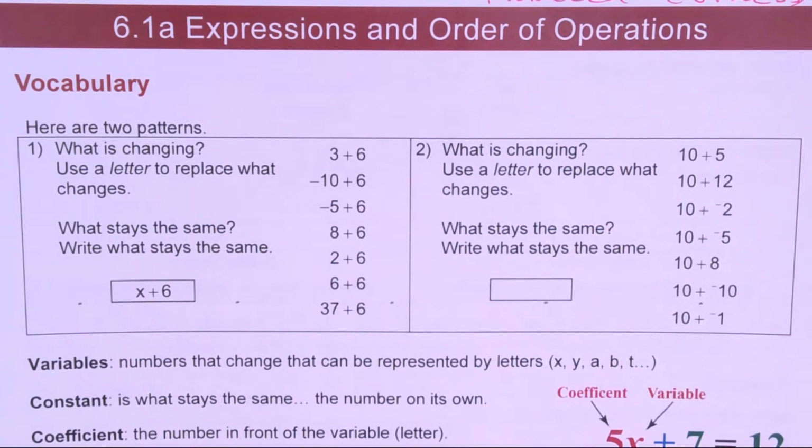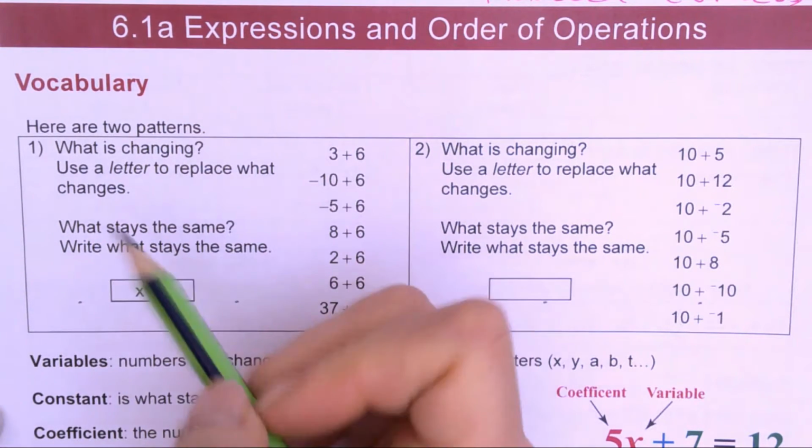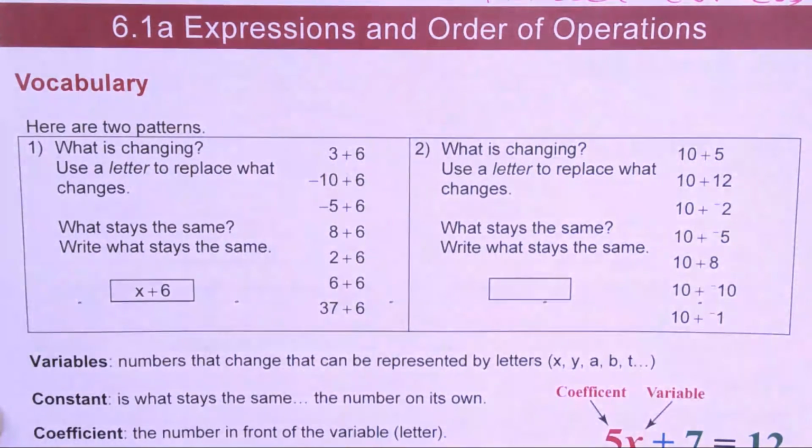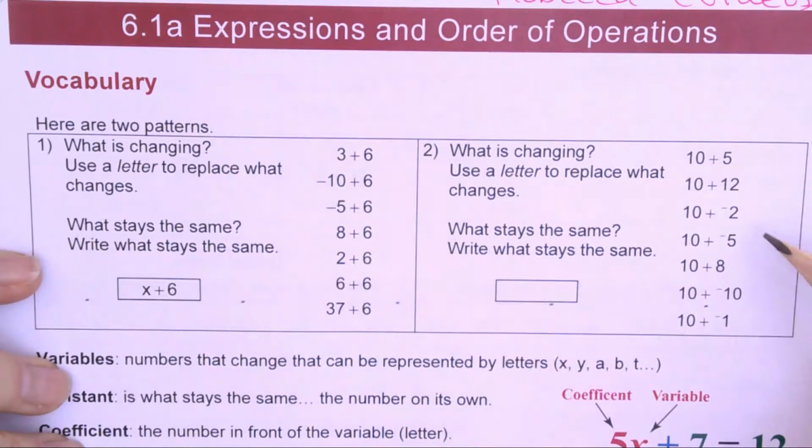Okay, so we're starting the first book for 6.a. We have two books for 6.1. So we're going to do book A, expressions and order of operation. So here we have some patterns. Here's a pattern and here's a pattern.